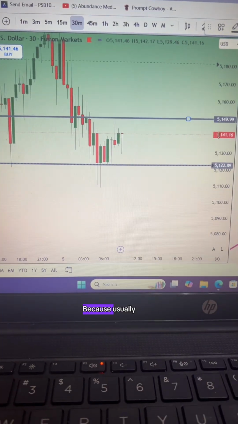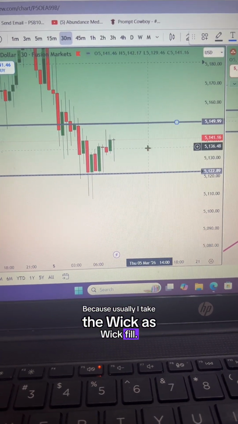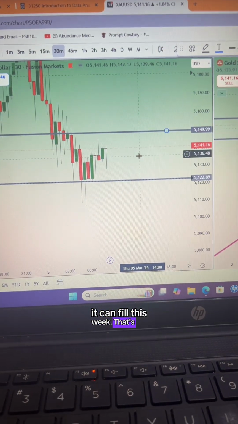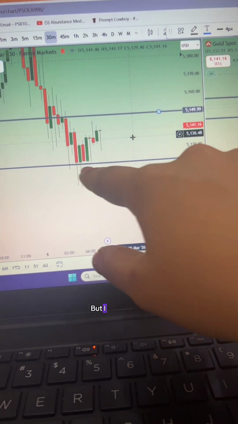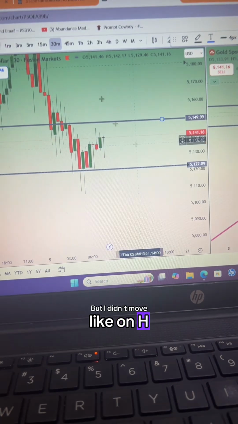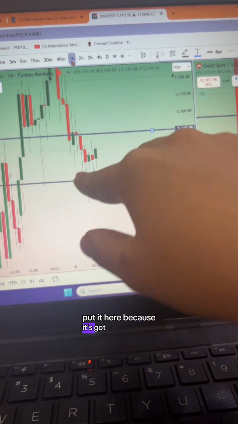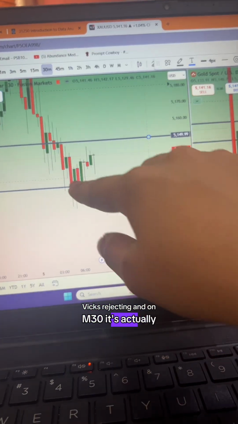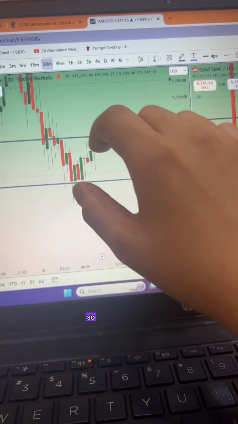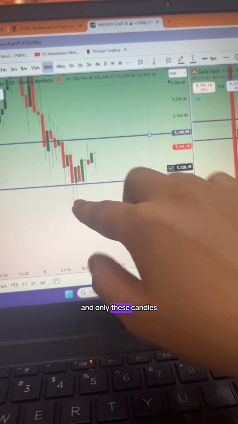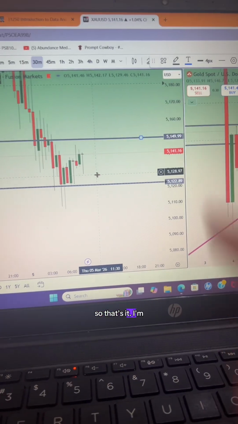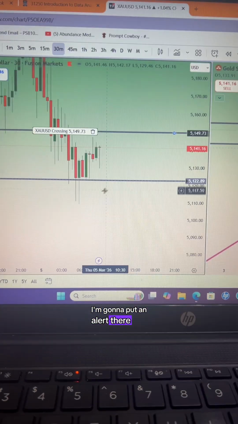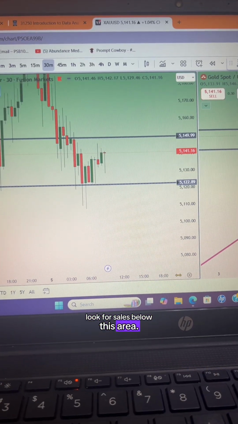Usually I take the wick as a wick fill. If the price can go here, it can fill this wick. That's my mindset. But I didn't move it like on H1. I put it here because it's got multiple wicks rejecting, and on M30 it's actually got multiple bodies here, so it won't become big fills, and only these candles you can look at having big fills. So I'm going to look for buys above this area. Now that I've finalized it, I'm going to put an alert there, and I'm going to look for sells below this area.